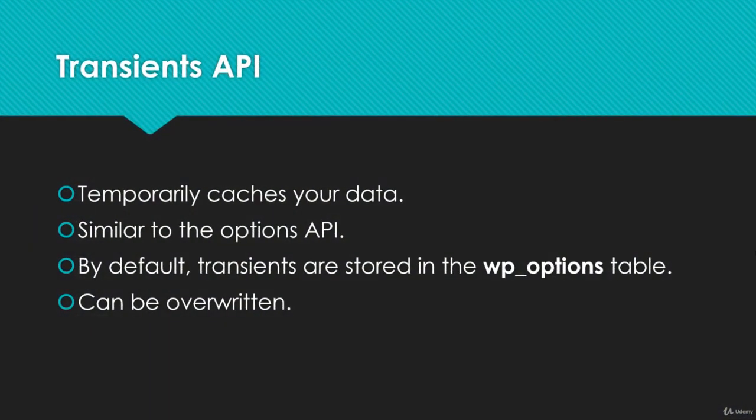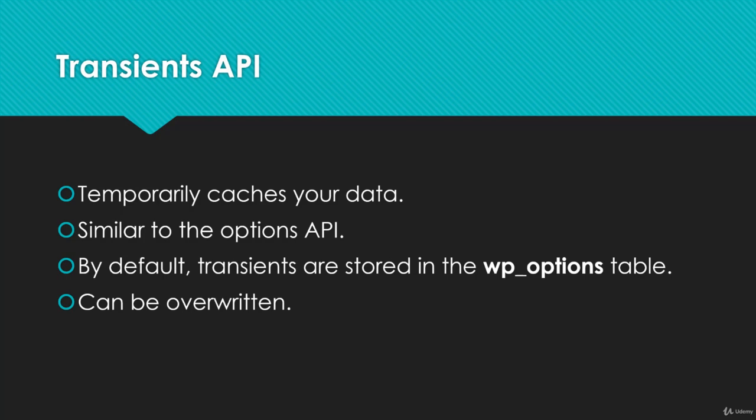The Transients API is an API that allows us to store data for a certain amount of time. You can think of this as a cookie or session, except the data is meant for the server and not the client. It's exactly like the Options API, but with an expiration date. By default, the Transients API will store the data in the database. To be specific, it'll store the data inside the WP options table.